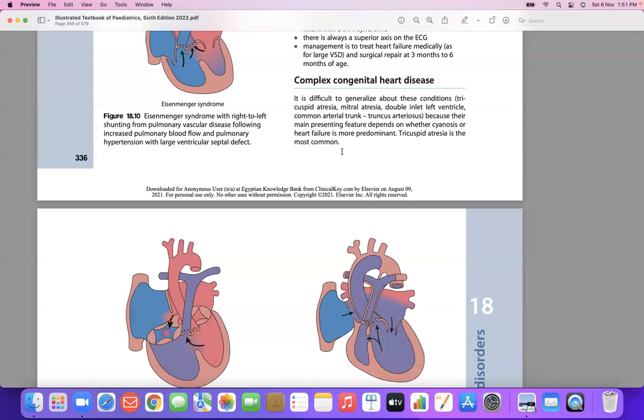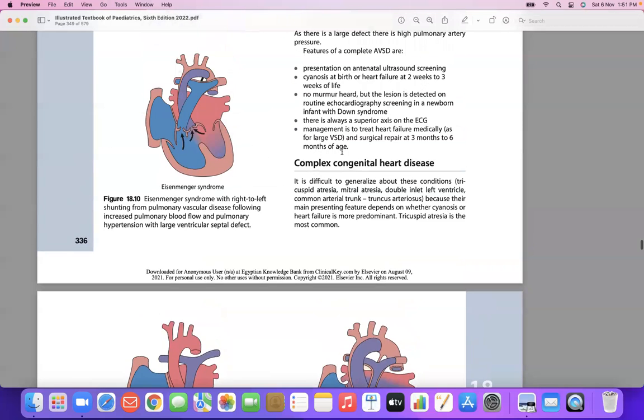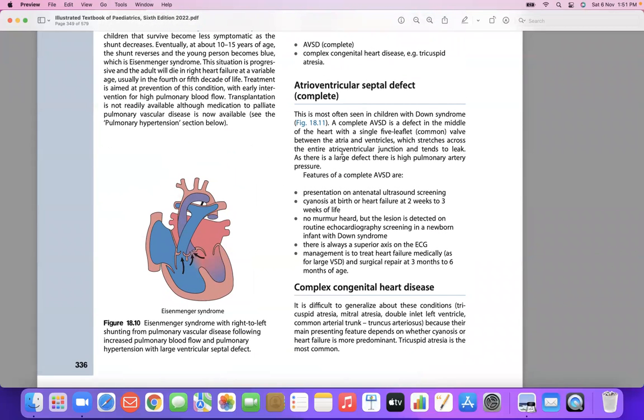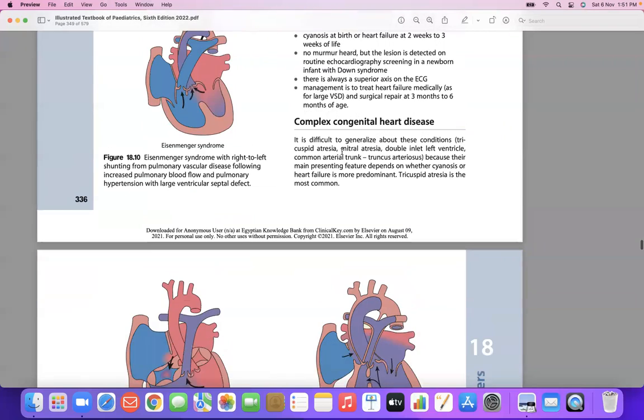Tricuspid atresia is the most common. So these are common mixing conditions. They have included AVSD and tricuspid atresia. So they can present to you either with cyanosis or with heart failure.